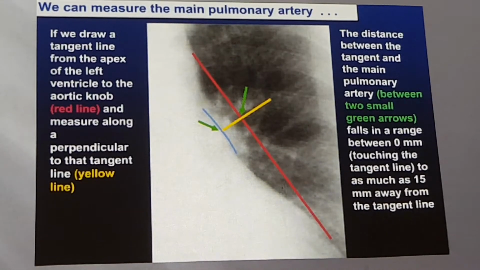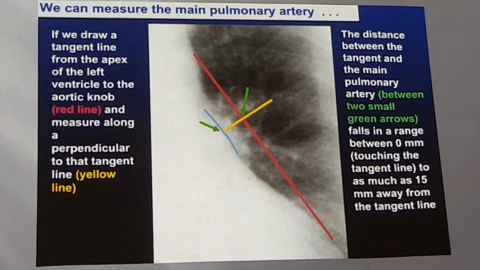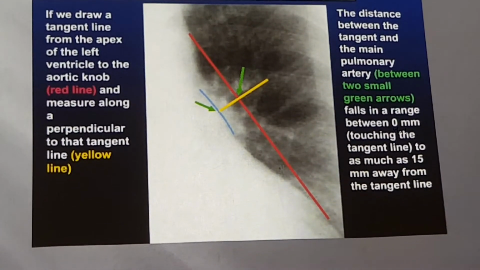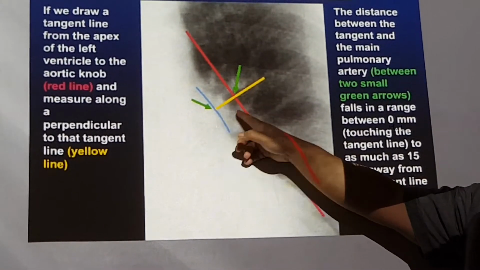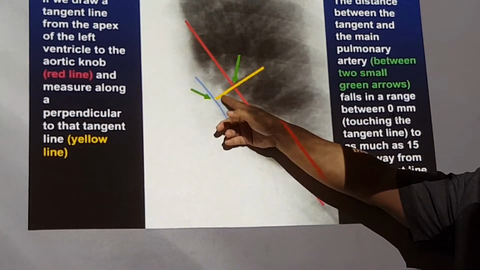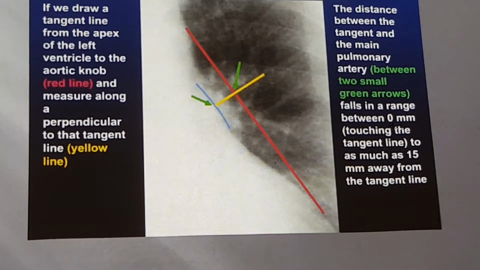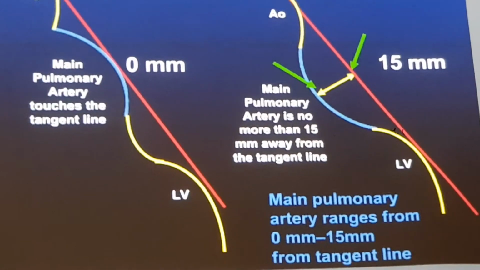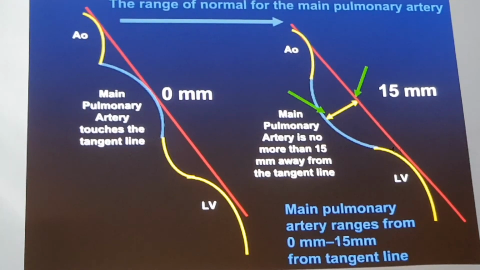the range between 0, touching the tangent line, to as much as 15 millimeters away from the tangent line. So you can measure the distance also. So this is the border of the main pulmonary artery, that's your tangent line. So you draw a perpendicular line, so the distance should be from 0 to 15 millimeters. So next slide. So the range of normal for the main pulmonary artery segment is from 0 to 15 millimeters.